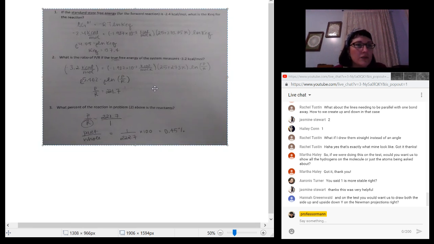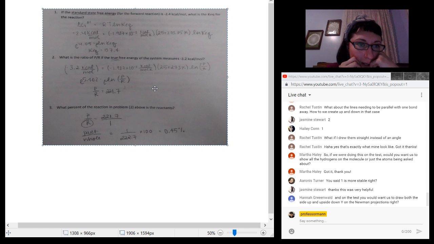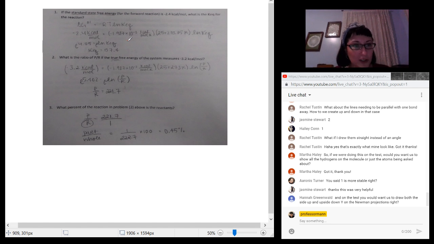Okay. If the standard state free energy for the forward reaction is negative 2.4 kcal per mole, what is the KEQ for the reaction? The KEQ is 57.4. I agree with that. I don't know if you just wanted me to check your work on this or if you had a specific question about it, but this answer is correct. Check. That is supposed to be a check. Let me try that. Finger. There we go.